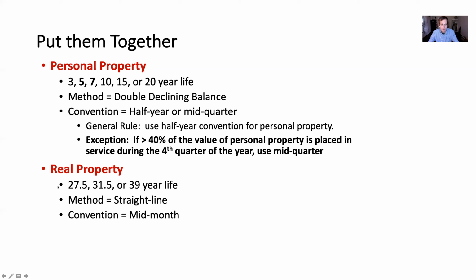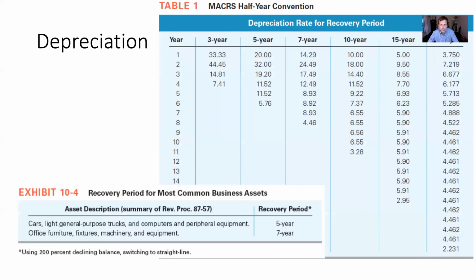Real property will have a 27.5 or a 39-year life. Rarely it could be 31.5. We'll get back into that. It will always be straight line method and always be the mid-month convention. So it's pretty simple. Once we know the convention and the recovery period, we just look at the table and it becomes easy. All right, so here's an example of a table for the half-year convention for personal property. And down here is the table for looking up the recovery period.